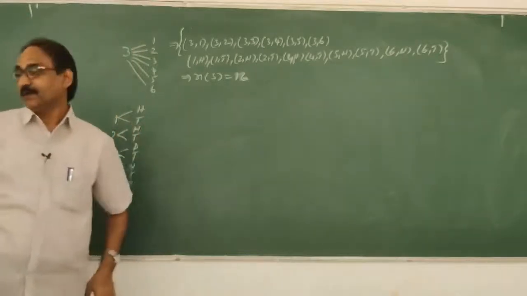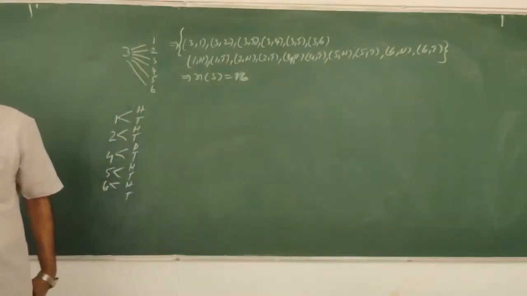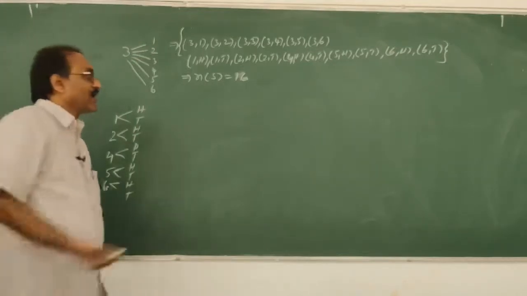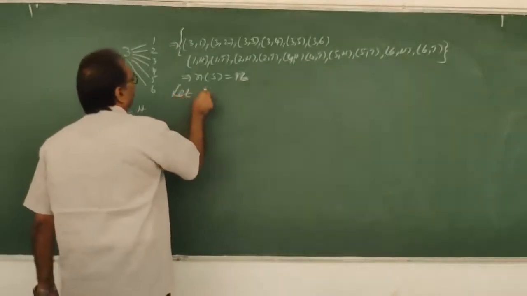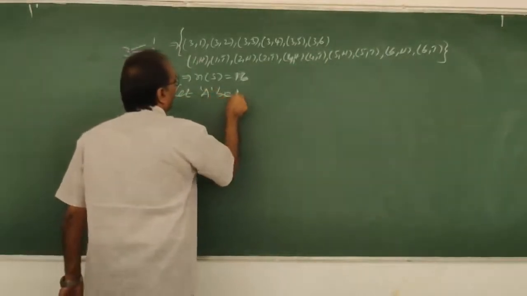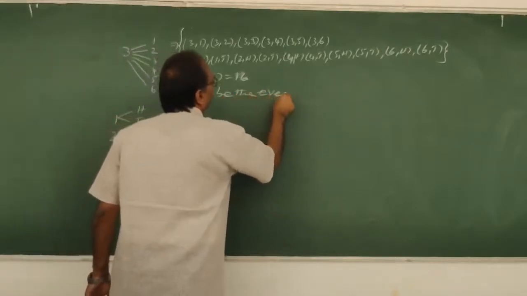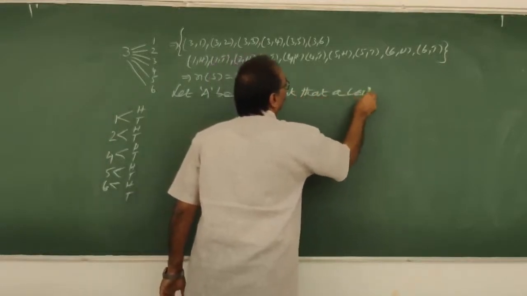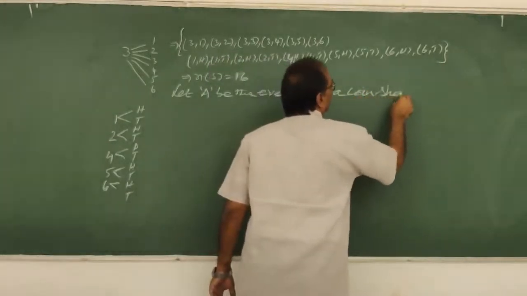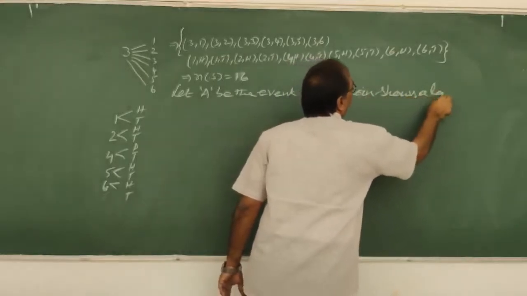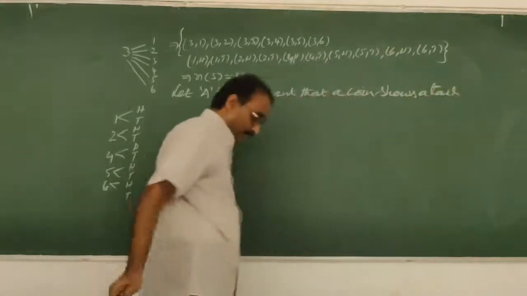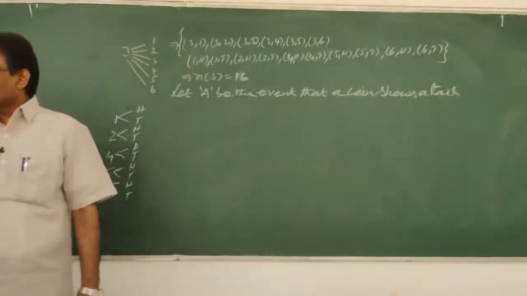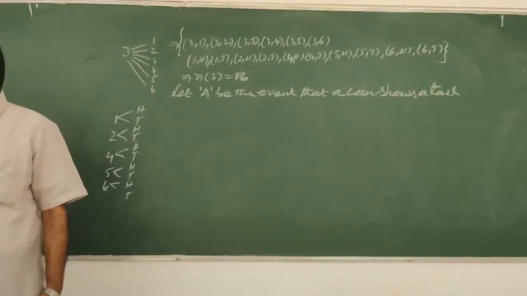Now, let us move to the problem. First, it says to find the conditional probability of the event that the coin shows a tail. Let A be the event that a coin shows a tail. So that is the given event. Let A be the event that the coin shows a tail. So how many are there? You tell me.